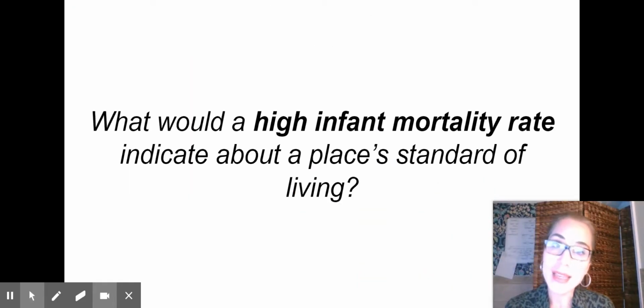What would a high infant mortality rate indicate about a place's standard of living?